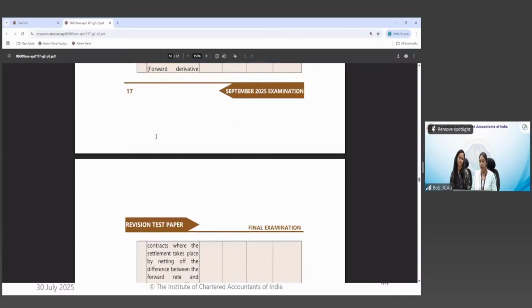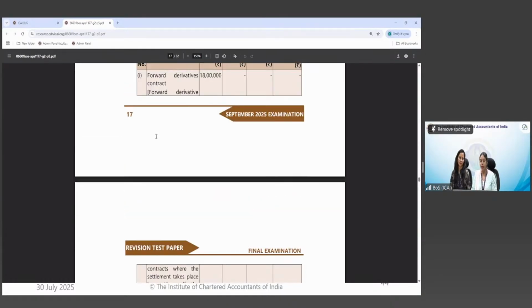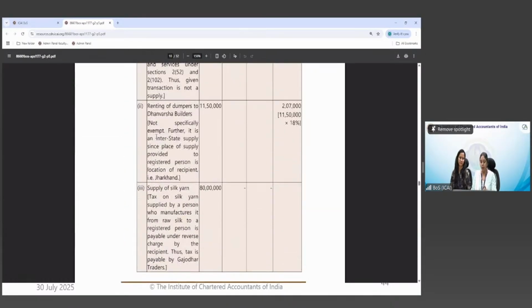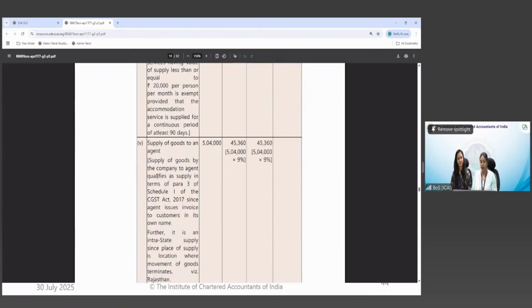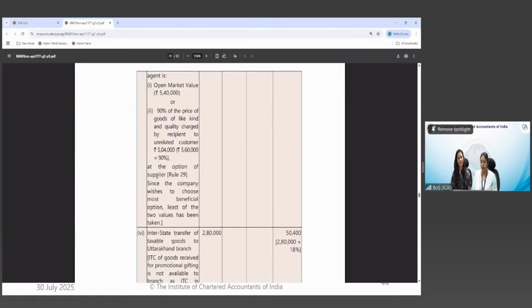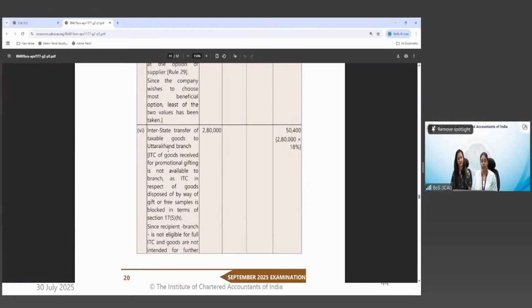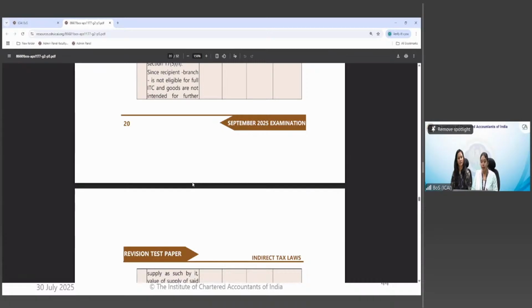So whatever we have discussed, you can see in the answer: forward derivatives, not a supply. Then all the other adjustments or outward supplies have been shown here. And as Swati told you regarding supply to branch, interstate branch transfer, that is also covered here. So the value has been shown as open market value.